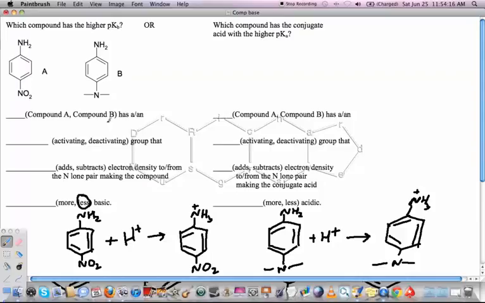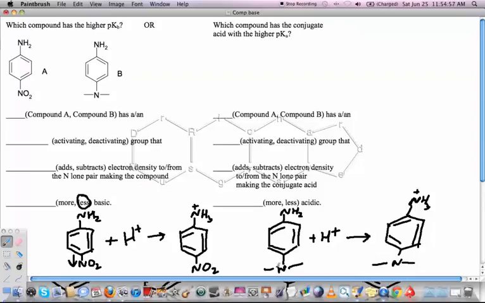Alright, so looking at the wording here, compound A, compound B has an activating or deactivating group that adds or subtracts electron density to or from the N-lone pair, making the compound less basic. Well, if we're talking about the compound being less basic, then we've got to look at something that's going to take electrons away from the NH2. Alright, so we're looking down here, we see the NO2 is going to be a deactivating group, so it's going to pull electrons out of the ring, while this N-dimethyl amine group is going to be pushing electrons into the ring.